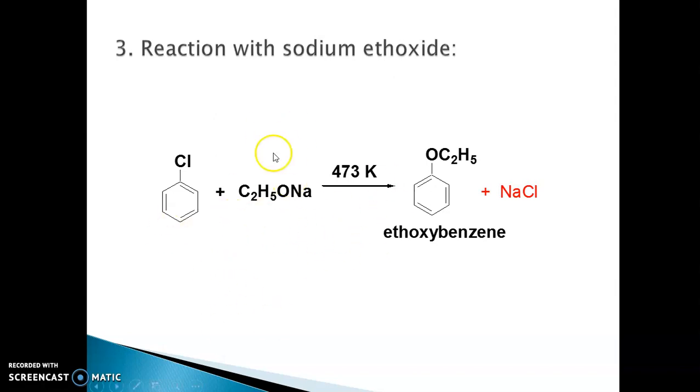Instead of alkyl halide, aryl halide is here. Aryl halide reacts with sodium alkoxide. Here we have used sodium ethoxide. Then NaCl is removed and the OC2H5 ethoxy group gets attached to the benzene ring. It forms ethoxybenzene. It is an ether, the C-O-C functional group, ether, is there. So this is the third reaction of chlorobenzene, that is chlorobenzene on reaction with sodium ethoxide at about 473 Kelvin, we get the formation of ethoxybenzene.